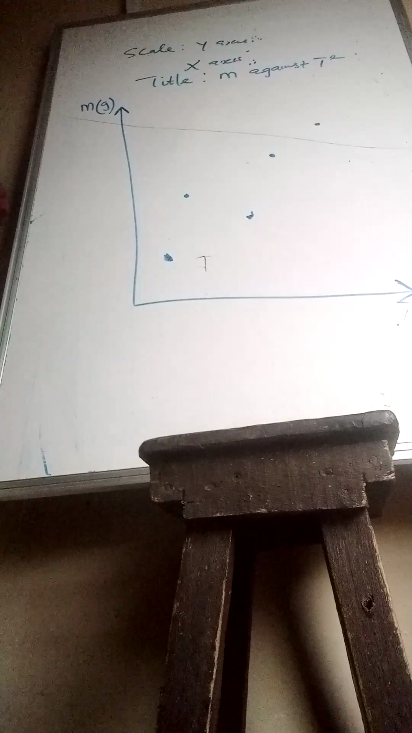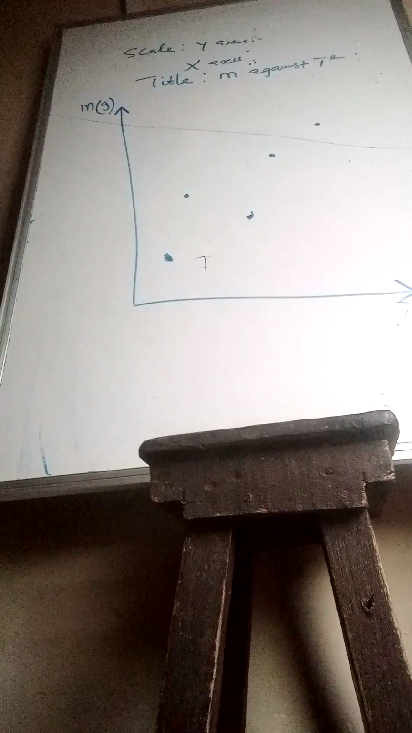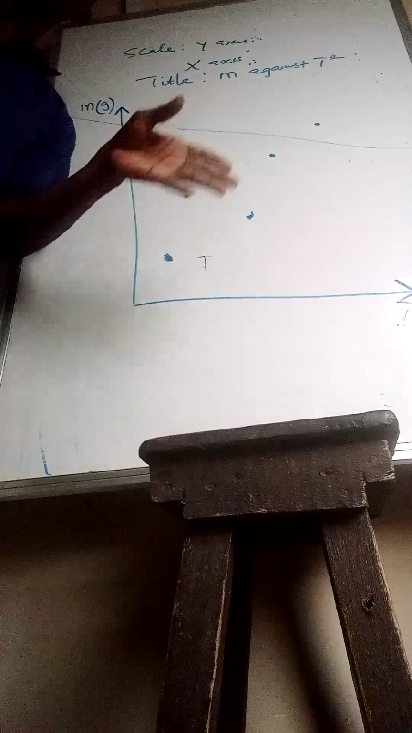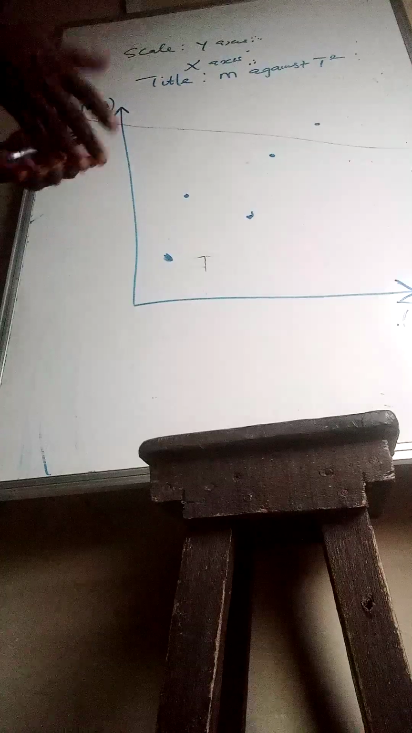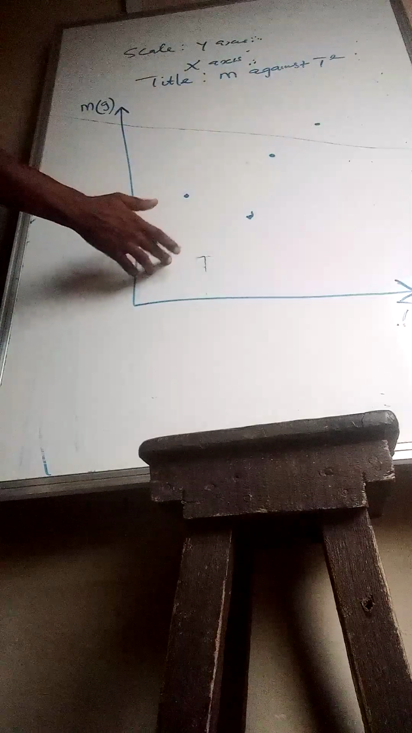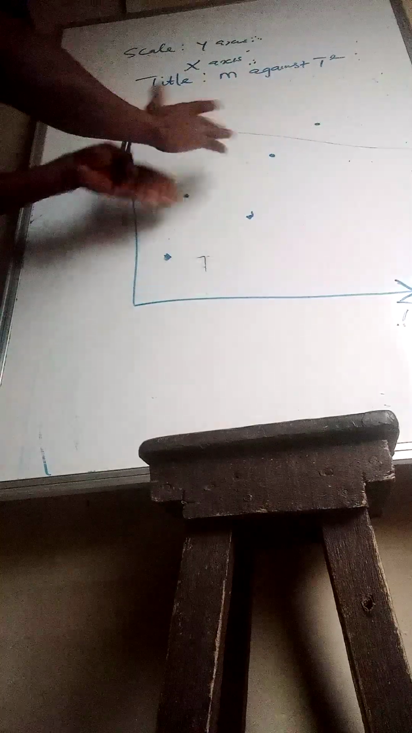In most cases, all the points will not fall on the graph drawn. The graph drawn in physics practical is called the line of best fit. So what do I mean by line of best fit? Line of best fit means the line that passes through some points such that the ones that do not fall on the line are equally displaced on either side of the graph drawn.